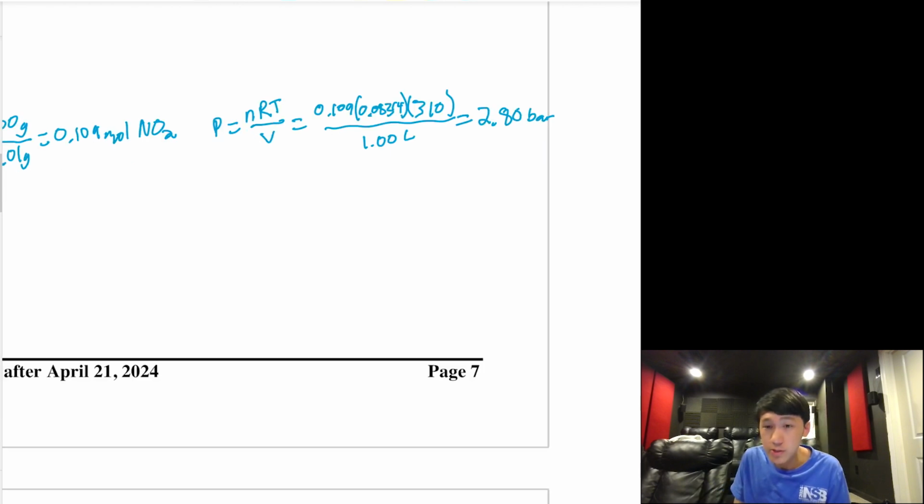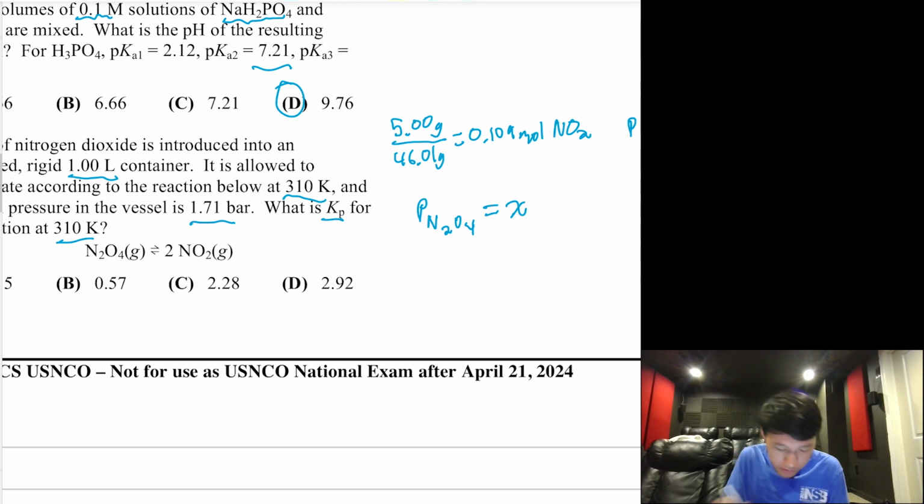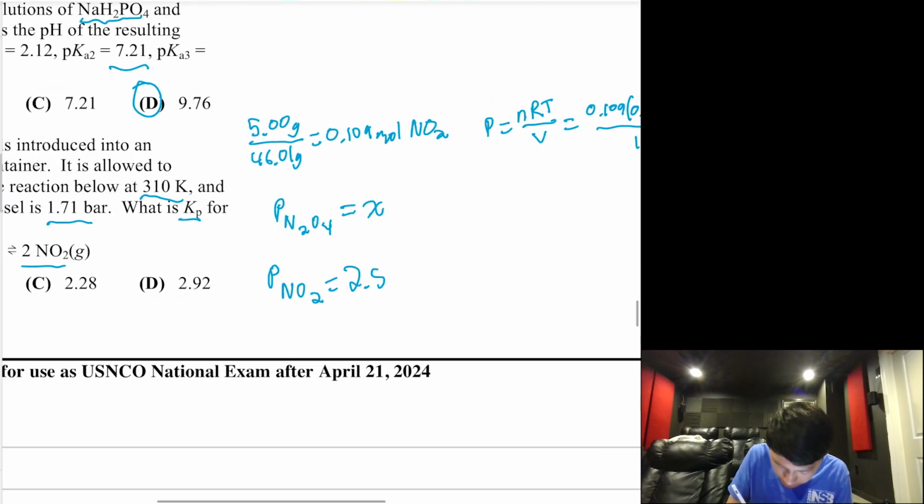Now, knowing the initial pressure of nitrogen dioxide, we can find the final partial pressures of nitrogen dioxide and N2O4. So what we can do is write some expressions. We have pressure of N2O4. Let's just arbitrarily decide that that's going to equal X. Based off of the reaction stoichiometry, we know that for every bar of N2O4 formed, we lose 2 bars of NO2. So we can write an expression for the final pressure of NO2 as the initial, which is 2.80 bar, and then minus 2 times the amount of N2O4 that's formed.